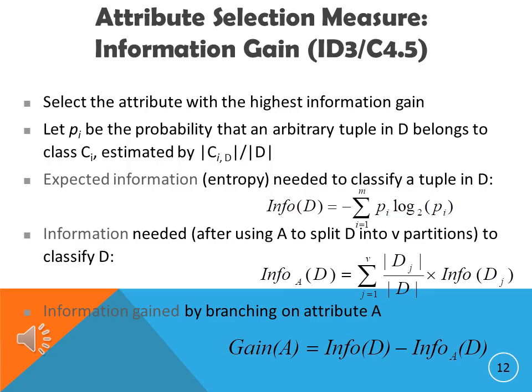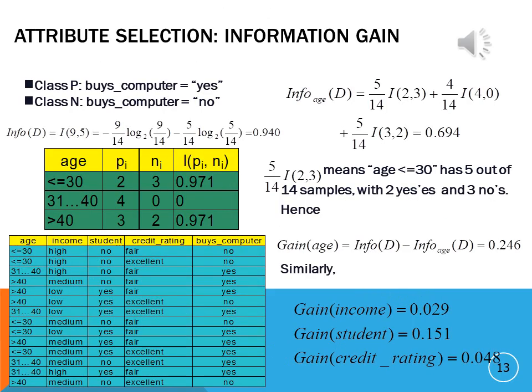We calculate 1. Overall entropy of the dataset. 2. Entropy after splitting on an attribute. 3. Information gain equals overall entropy minus split entropy. Let's take the attribute age. We divide the data into three groups: less than or equal to 30, 31 to 40, and greater than 40. For each group, we calculate the entropy using the number of yes and no class labels. Attributes with higher information gain are preferred for splitting.